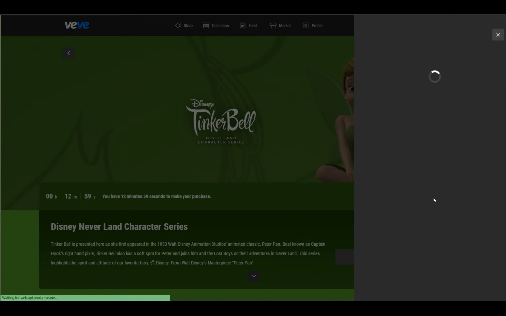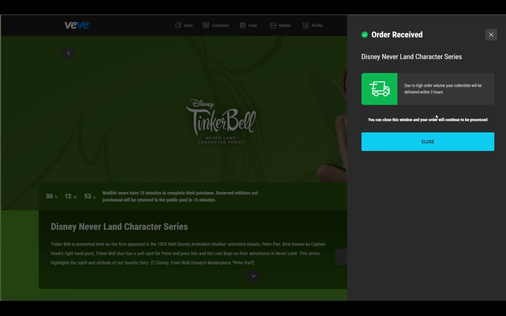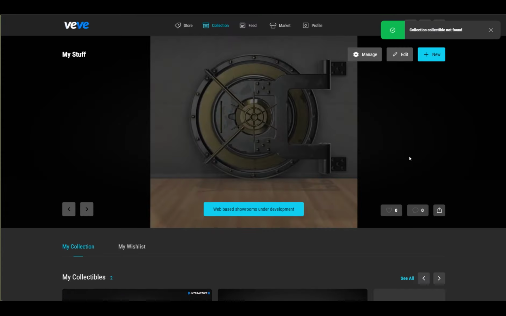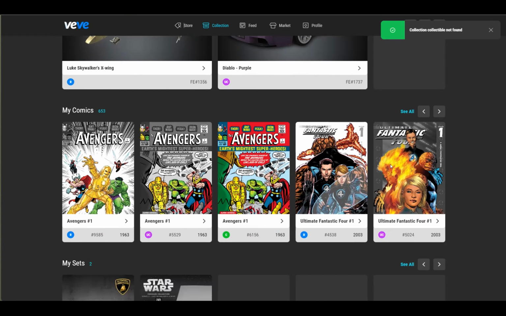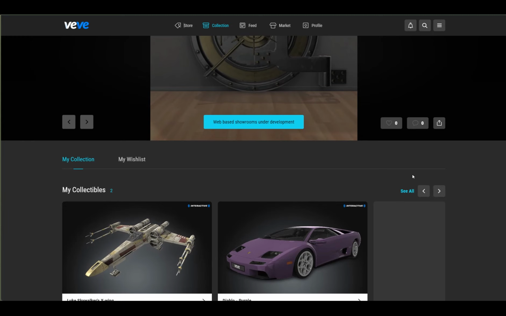Hey, what's up everybody? This is how I did on the Tinkerbell drop today. Since it didn't sell out, I got the wait list, and this was really strange. When the green shot came up, it didn't show the mint number. So I click on view collectible, and for me, I rarely get the collectible right away.